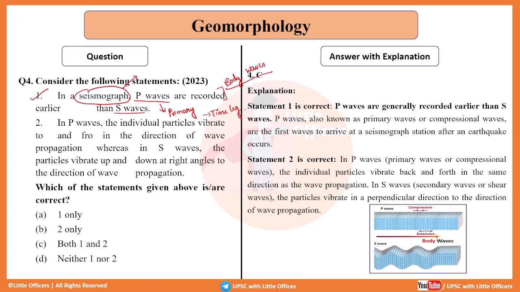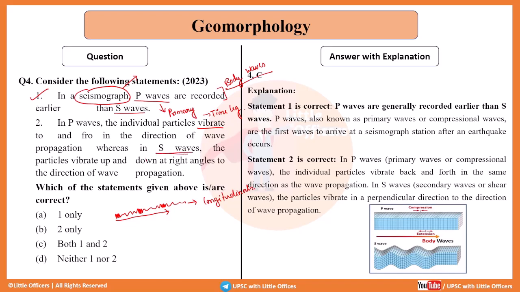Okay. Now, second statement. In P waves, the individual particles vibrate to and fro in the direction of the wave propagation. That means if the propagation is in this direction, then the movement of the particles is also in this to and fro manner. These kind of movements are called compressional movements, and these kind of waves we call longitudinal waves. And P waves are longitudinal waves because they move in compressions and rarefactions.